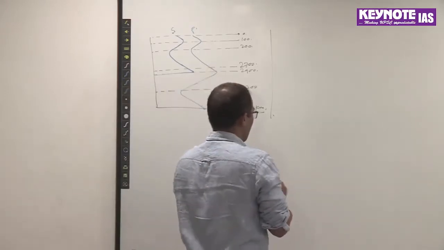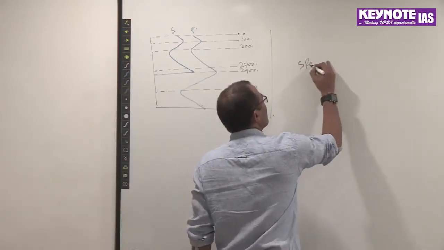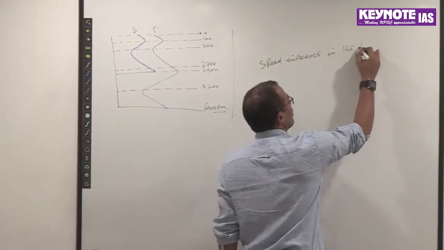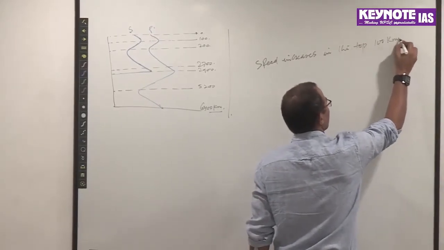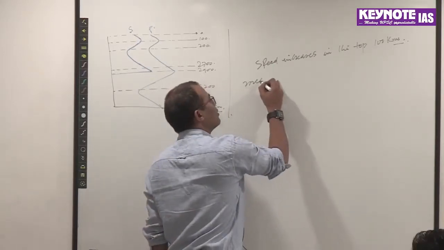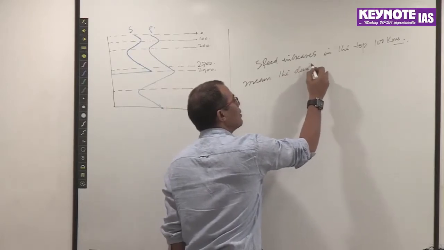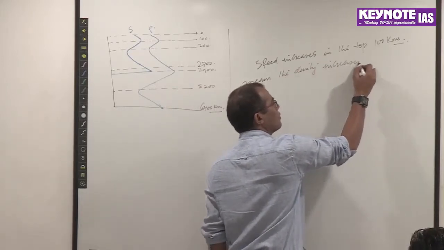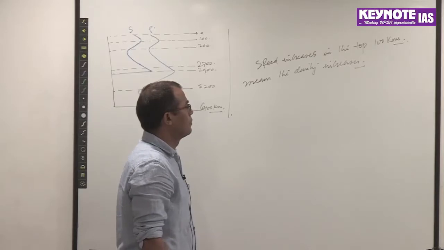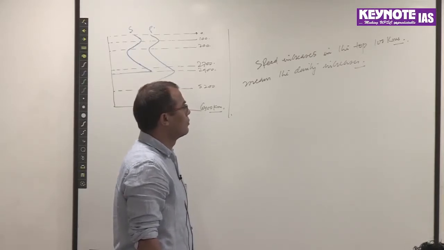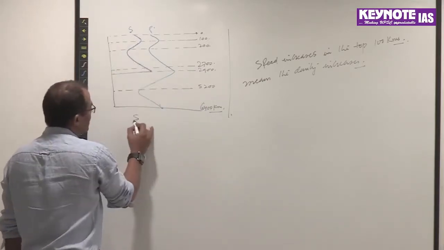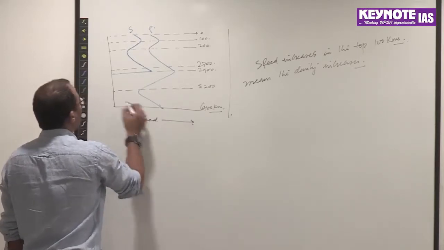Now, as we can see from the diagram, the speed increases in the top 100 kilometers. Means the density increases. Very easy conclusion, right? More slanting means more speed. Yes, it is increasing speed with depth.